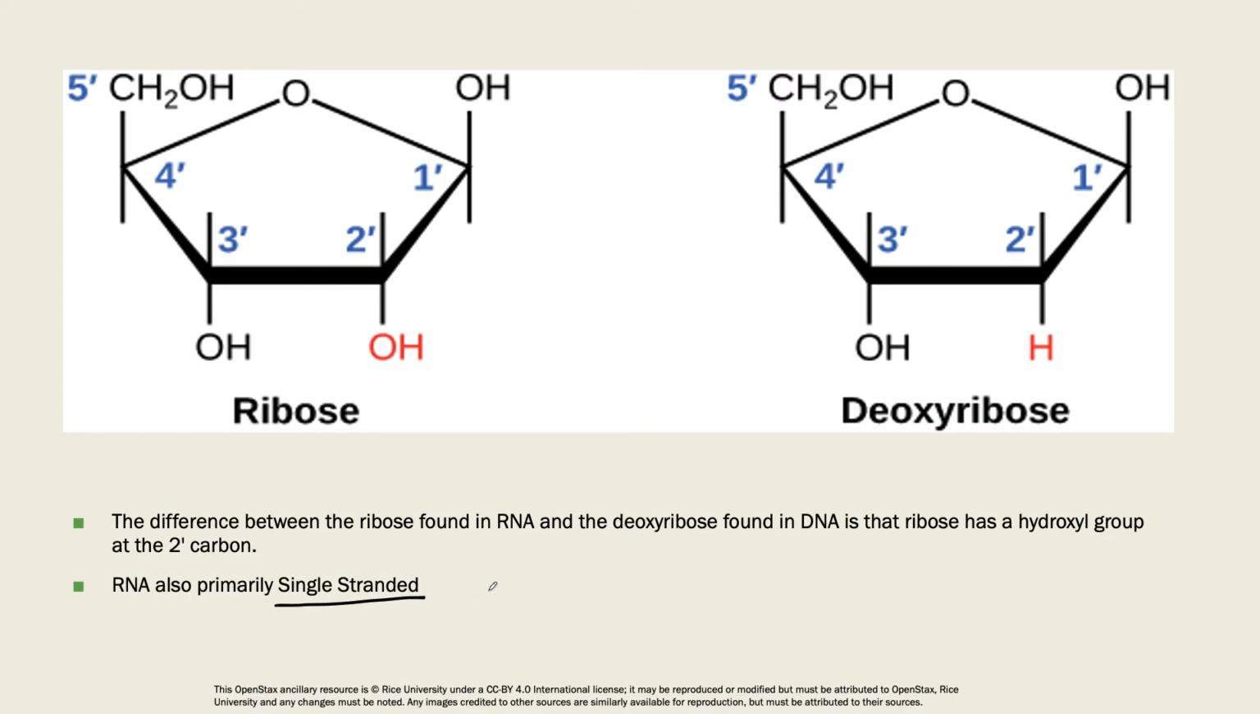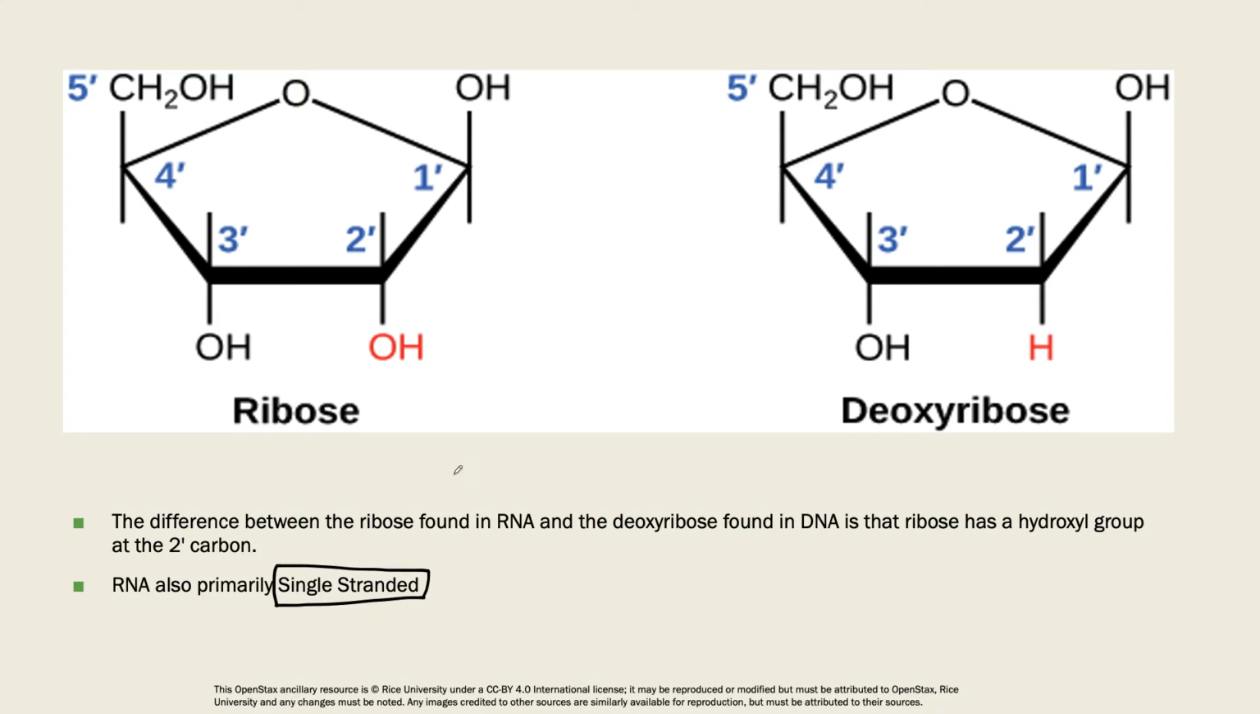So that's the second difference we see between DNA and RNA. Our first difference was that there was a different nucleotide alphabet, right? Uracil replaces thymine. Now we see that RNA is primarily single-stranded while DNA is primarily double-stranded.